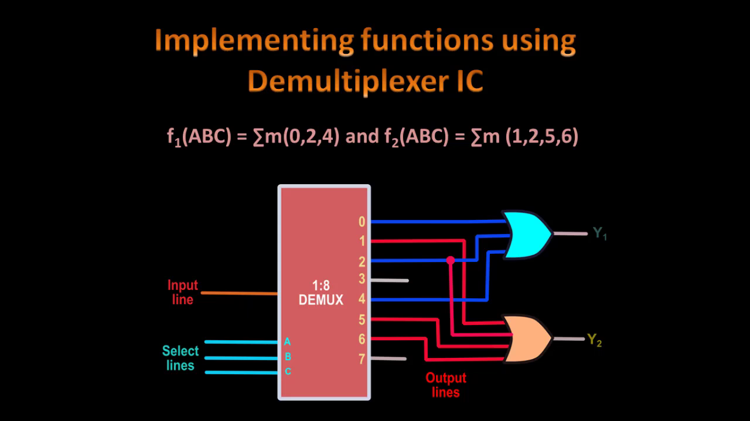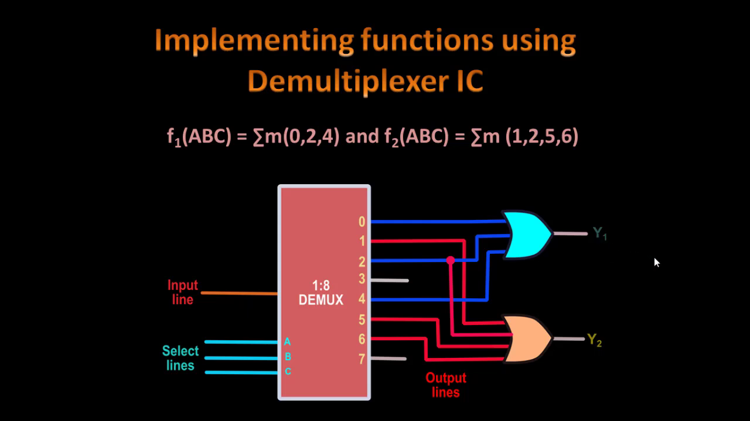As seen here, we are using 2 OR gates. To implement 0, 2, 4, you can see the blue line outputs are connected to this OR gate, and we get this output y1 for this function. For the other function we have 1, 2, 5, 6. These red lines are connected to another OR gate, and we get the next output. So whatever select lines we give, the outputs of these particular functions are selected. So this is how the demultiplexer can be used.